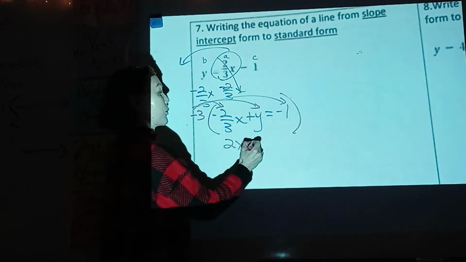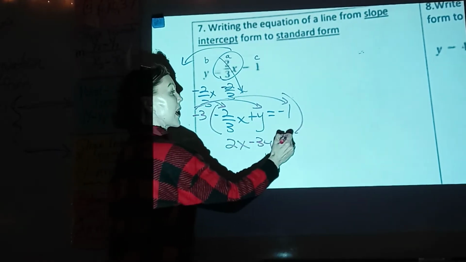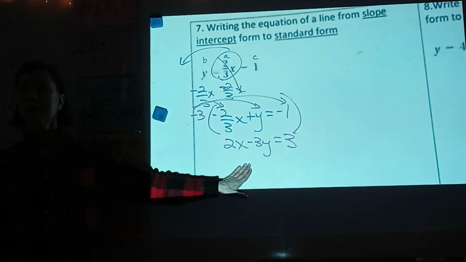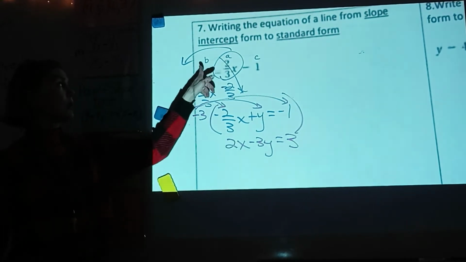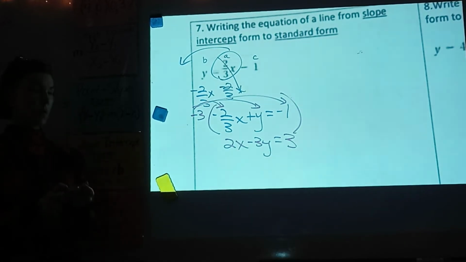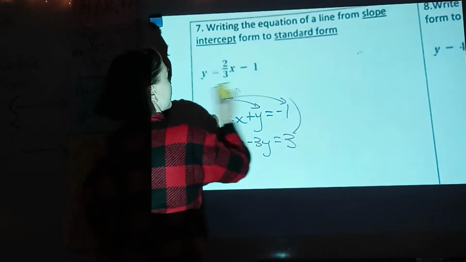-3 times a positive y is -3y. And a negative times a negative gives you a positive, and we're done. Is this in ABC form? Yes, it is. We went from slope-intercept to standard. Very good. Fabulous. Number 8, moving on.